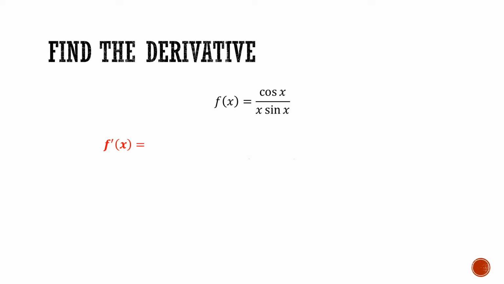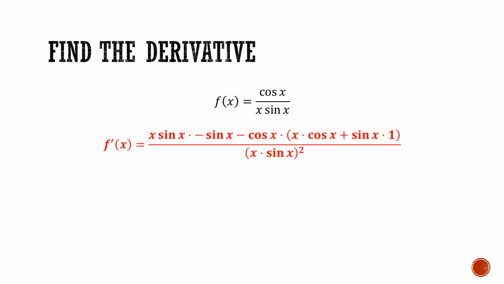So I'm going to start with low, which is x sine x, d high, so the derivative of cosine is negative sine, minus high, so minus cosine, times the derivative of the low. Now the derivative of the low is product rule, so I have to do first times the derivative of the second, which is cosine, plus second, sine x, times the derivative of the first, which is 1, all over low, which is x sine x squared.